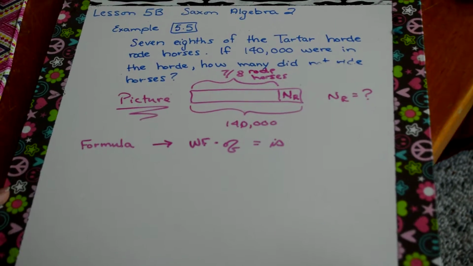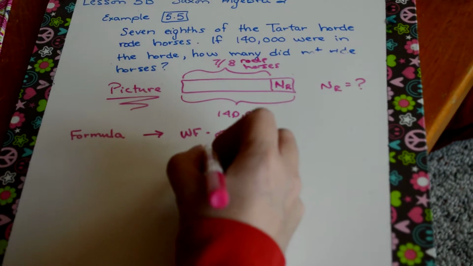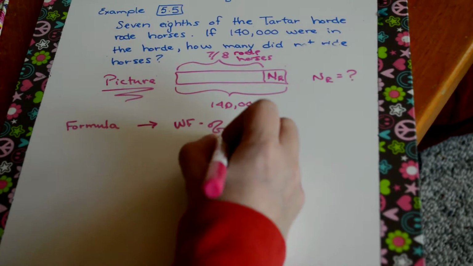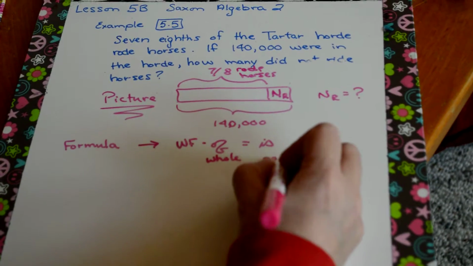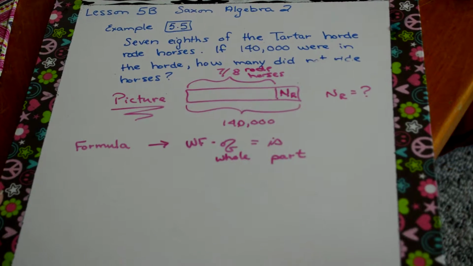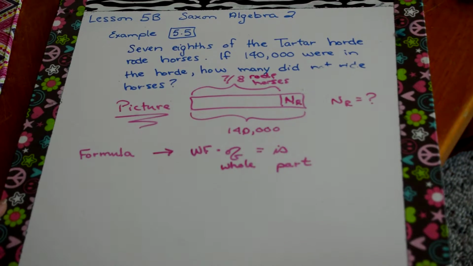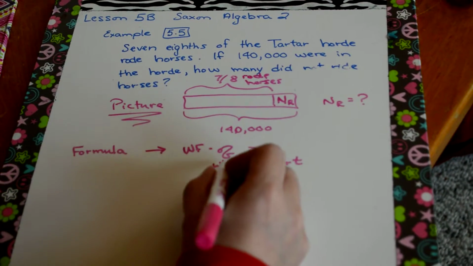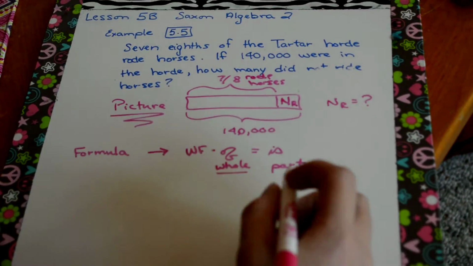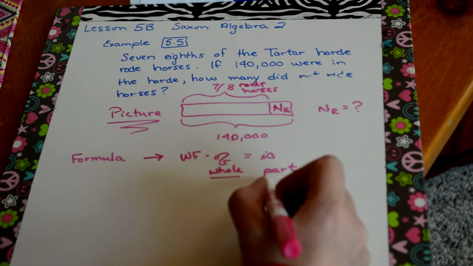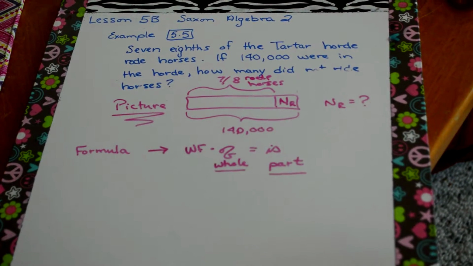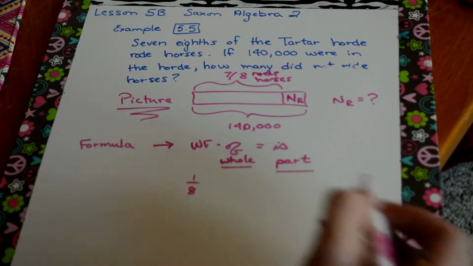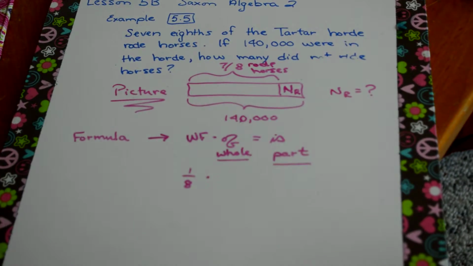So what I want to think about is what fraction of the whole is the part. Because really, what we're doing in these problems is figuring out how much of the part is in the whole. So when we think of the word of, I want you to think of whole, like a whole pie. And when you think of the word is, I want you to think of the part that you're working out.